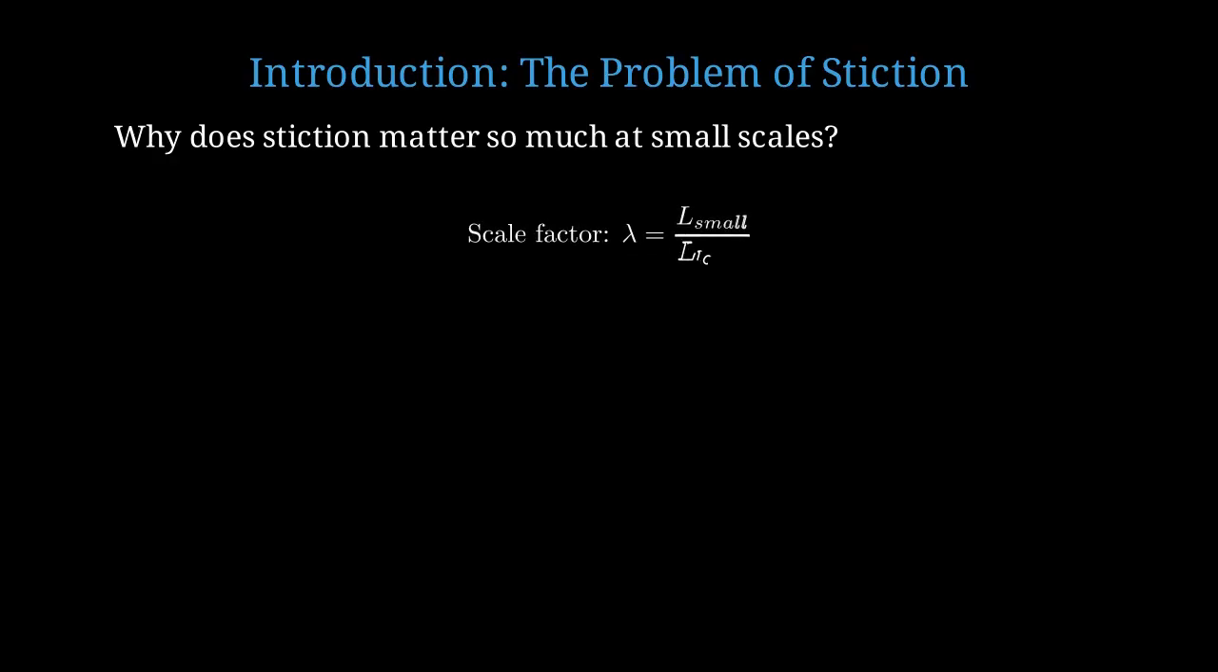Let's write this mathematically. If lambda is our scale factor, then volume scales as lambda cubed, while area scales as lambda squared. So the surface-to-volume ratio scales as lambda to the -1. This means at smaller scales, surface effects dominate over bulk effects. For example, if we shrink a device by a factor of 1,000, surface effects become 1,000 times more important relative to volume effects. This is why stiction becomes such a critical issue in MEMS and NEMS.